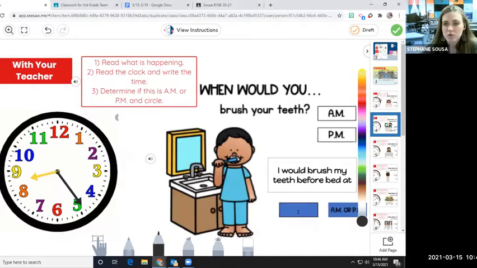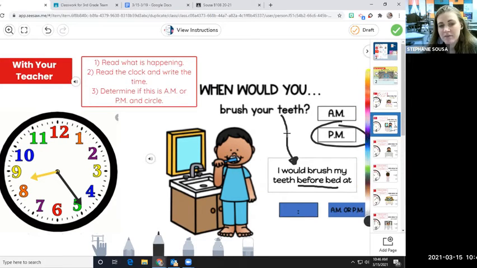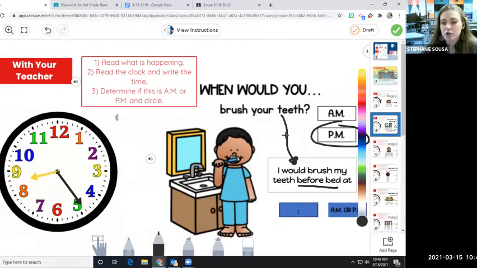Alrighty, slide 4. That is where we are. It says with your teacher. Let's do this again. Read what is happening. When would you brush your teeth? Now look, there's a clarifying statement because hopefully you're brushing your teeth twice a day because ain't nobody trying to smell your stank breath. When would you brush your teeth? I would brush my teeth before bed. Before we go to bed. So let's check this out. When I go to bed, it is in the nighttime. That is PM.